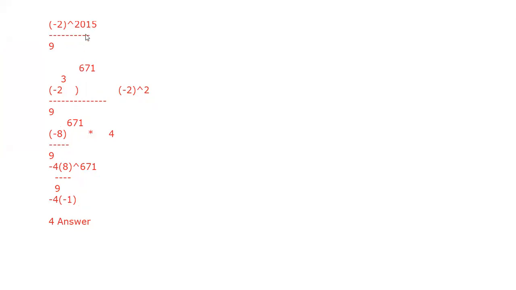3 6s are 18, 3 7s are 21, and 3 1s are 3, and I'm still left with remainder 2. So I can write here minus 2 raised to power 2. Is this step clear?